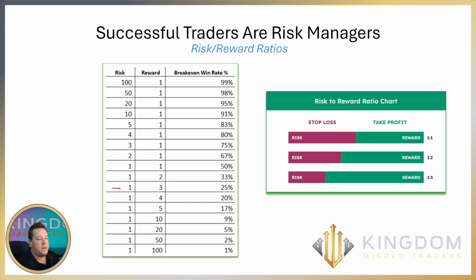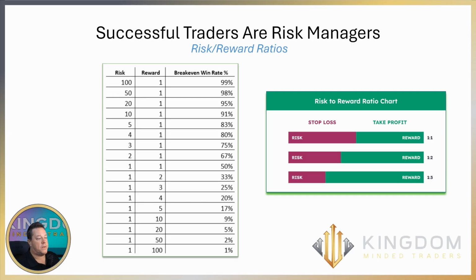If we had a 1 to 3, we're risking $1 in order to make 3, risking $100 to make 300, maybe risking $1,000 to make 3,000. In this case, we only have to be right 25% of the time in order to break even. So if you are right 30% of the time with a 1 to 3, that means you are being profitable. So whenever you enter a trade, you need to know what your risk factor is and where your exit for a stop loss and your exit for a profit.